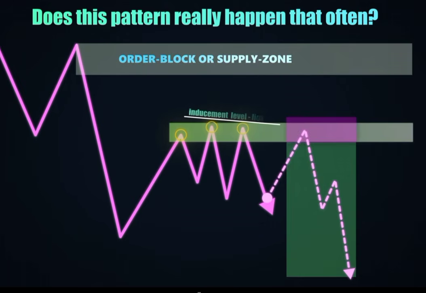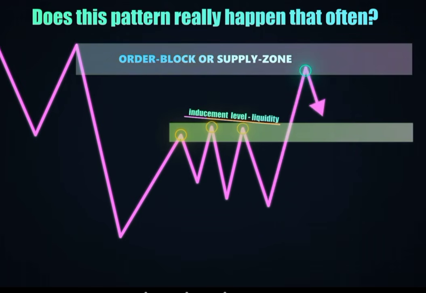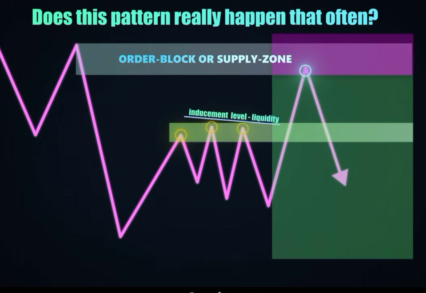Trust me, it happens all the time because it's exactly how institutions operate. They don't enter randomly. They create liquidity traps to fuel their positions. Now let's apply this to a real example.